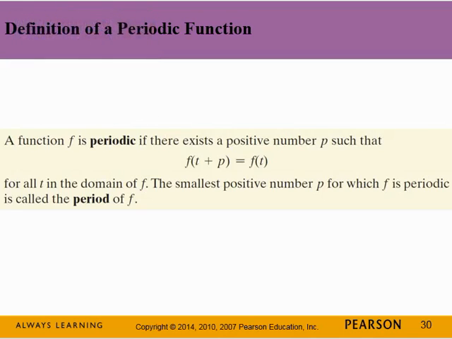So, definition of a periodic function. A function f is periodic if there exists a positive number p such that f of t plus p equals f of t for all t in the domain of f. So the smallest positive number p for which f is a periodic function is called the period of f.